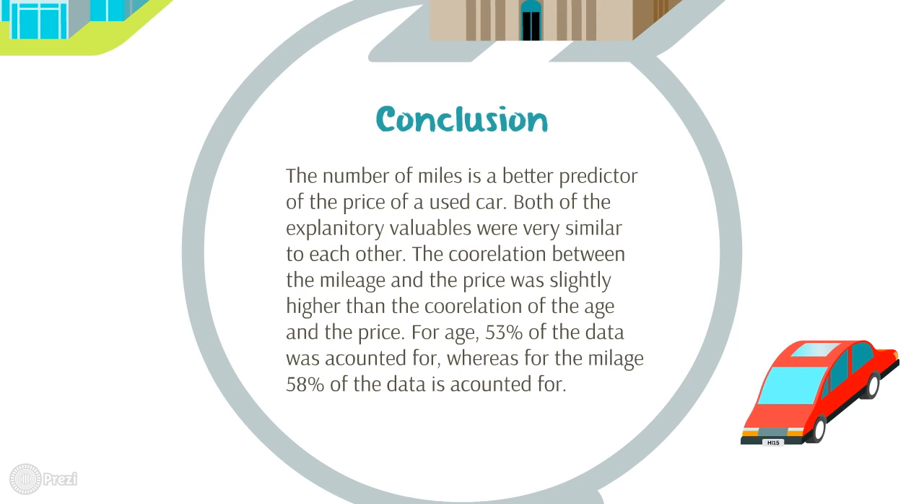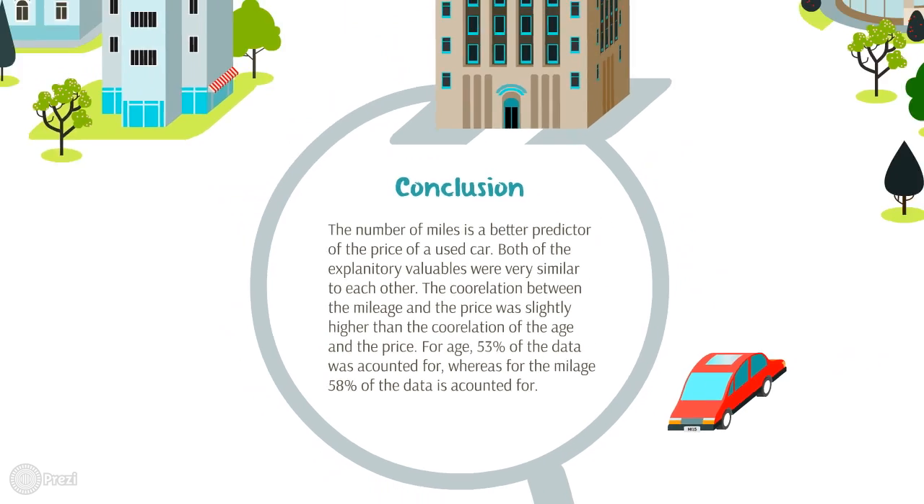Both of our explanatory variables were similar to each other. The correlation between mileage and the price was slightly higher than the correlation of the age and the price. For the age, 53% of the data was accounted for, whereas for the mileage, 58% of the data is accounted for. The fact that more data was piled on the positive side of the horizontal line for mileage in our residual plot allows us to conclude that our prediction was right.